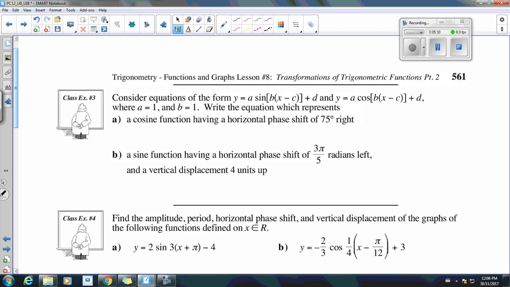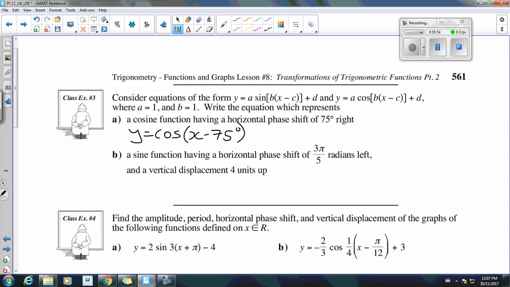Consider the equations of the form y equals a sine b of x minus c plus d, and y equals a cos b of x minus d, where a is 1 and b is 1. Write the equation for A, a cosine function having a horizontal shift of 75 degrees right. Well, 75 degrees right means we're going to go minus 75 degrees in brackets.